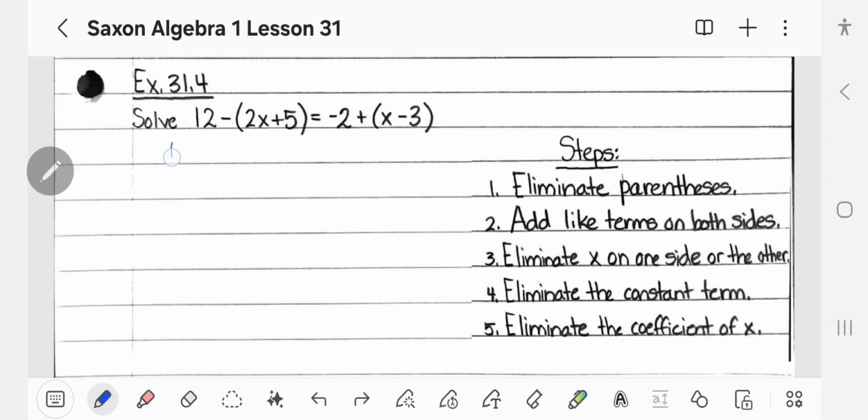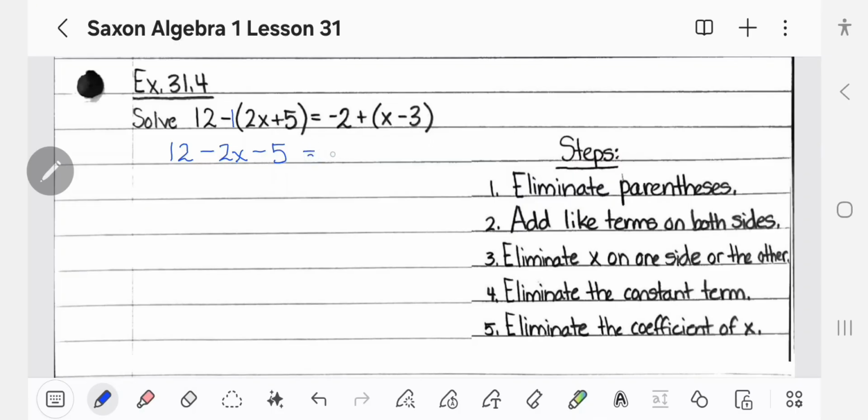We're going to bring down the 12, and then we're going to distribute this -1 here. So that's -1 times 2x. It's just going to change the sign of everything on the inside. So it was positive 2x. Now it's going to be minus 2x. And it was plus 5, and now it's going to be minus 5.